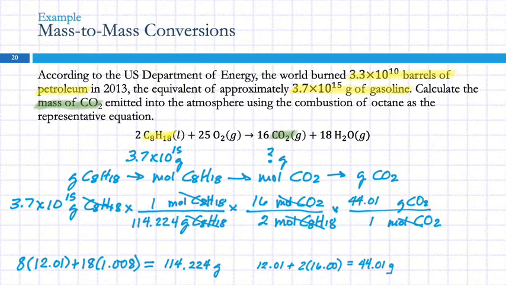Now this one does have scientific notation in it. So 3.7 EE 15. And I'm going to divide by 114.224, multiply by 16, divide by 2, multiply by 44.01 equals... So this should have two significant figures: 1.1 times 10 to the 16th grams of CO2.